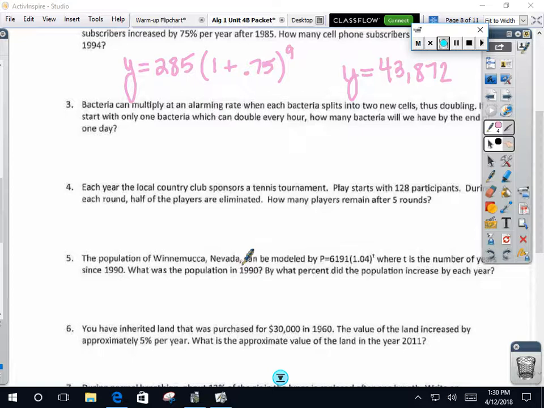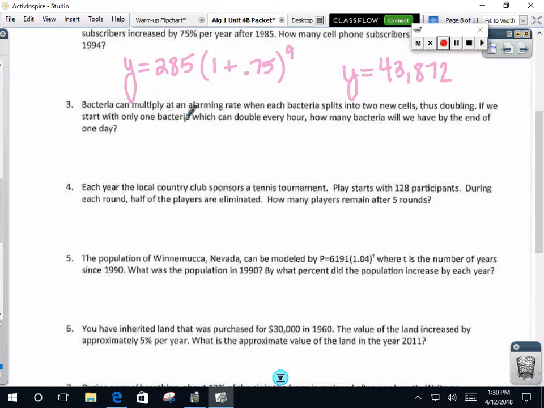Number 3. Bacteria can multiply at an alarming rate when each bacteria splits into 2 new cells, thus doubling. If we start with only 1 bacteria, which can double every hour, how many bacteria will we have by the end of 1 day? Drake, you're right, but let's go over it. What is the A value? 1, because it says start with only 1 bacteria. Now, for this particular word problem, there's no percentage, so you're not having to use that 1 plus or minus R. How is it growing? Right, it's doubling, so all you have to do in the B place is put a 2 for doubling.